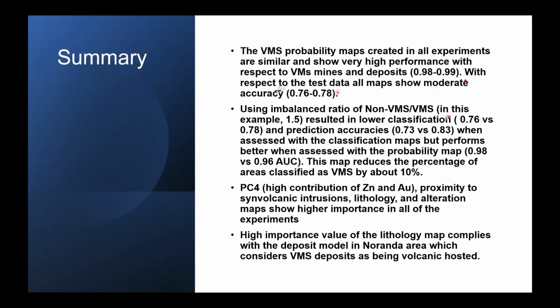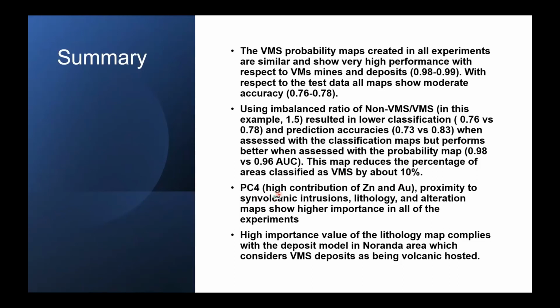With respect to the test data, all maps show moderate accuracy. Using an imbalance ratio of non-VMS to VMS, in this example 1.5, resulted in lower classification accuracies, 0.76 versus 0.78, and prediction accuracies, 0.73 versus 0.83, when assessed with the classification maps, but performs better when assessed with the probability map. This map reduces the percentage of area classified as VMS by about 10%.